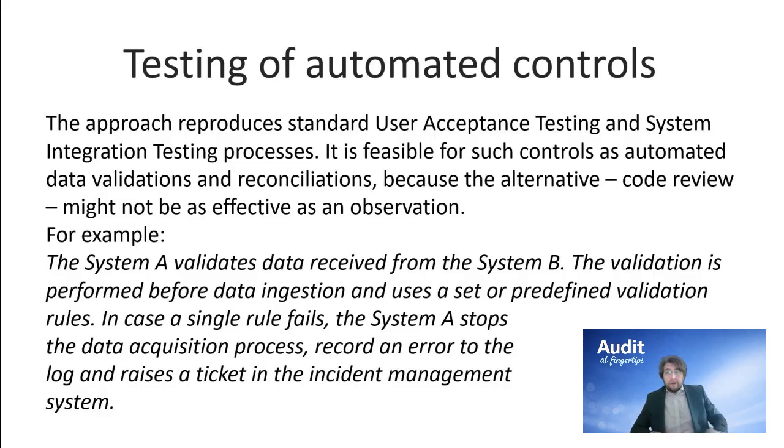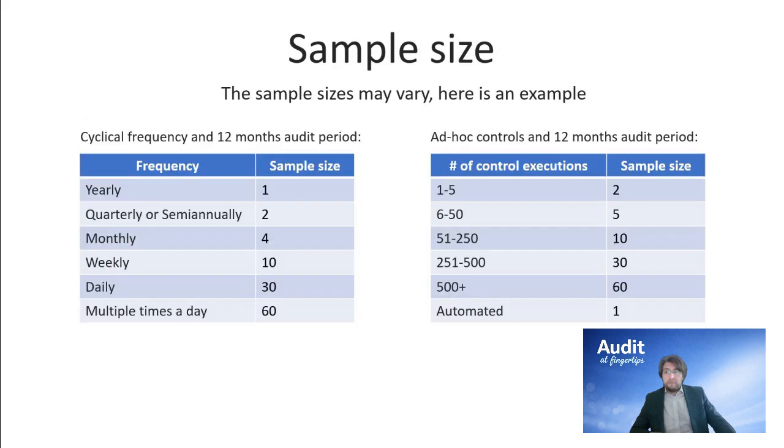Oh, by the way, I just realized that I missed describing one item, which is the sample size for automated controls. You might be surprised, but the sample size is just one.